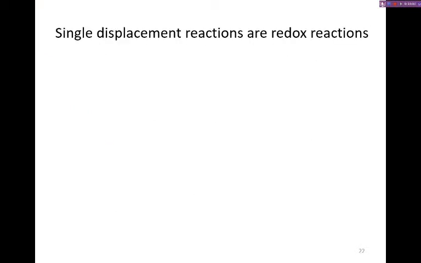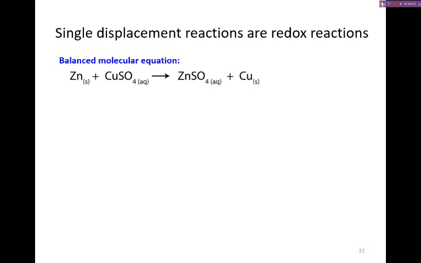So we've talked already about single displacement being redox reactions. But now we're a little bit better prepared to understand what's going on here. If we want to write out the reaction between zinc and copper sulfate, what we can see is that zinc is starting as a solid, and it's ending up as an aqueous solution with zinc with the sulfate ion.